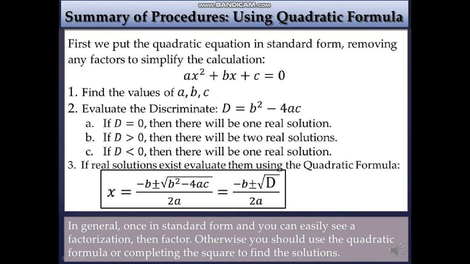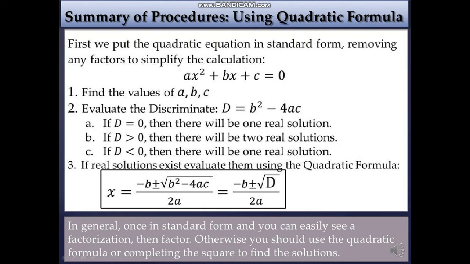If discriminant equals 0, then there will be one real solution. If discriminant greater than 0, there will be two real solutions. If discriminant less than 0, there will be no real solution. So these three properties are very important, also in MCQs, multiple choice questions.